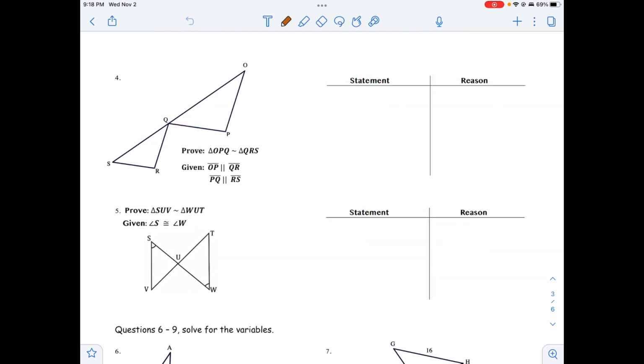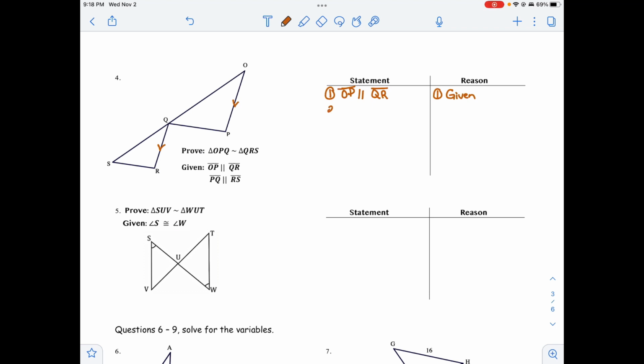All right, for number 4, we want to prove that triangle OPQ is similar to QRS. And we're going to start with our given statements. We're given that OP is parallel to QR. So when we think about OP, we have a piece here. It's parallel to QR. We can mark that, and we'll write that as a given statement. So OP is parallel to QR, and this is given.